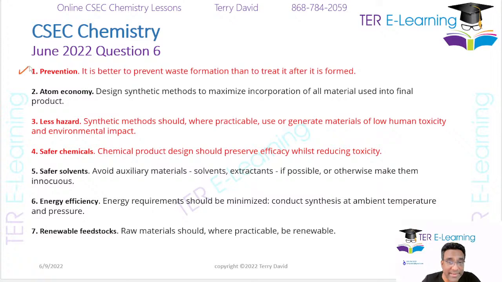So we have prevention. It is better to prevent waste formation rather than to treat it after the fact. The next one is atom economy. You're designing synthetic methods to maximize the incorporation of all the materials, so there's no waste. That's what we talk about, atom economy. The third one is less hazard. And what that means is that you're using a synthetic method where you're generating materials of low toxicity and impact on the environment, right? So it's less hazardous materials you're creating. Safer chemicals. Your chemical product design should preserve the efficacy while reducing toxicity.